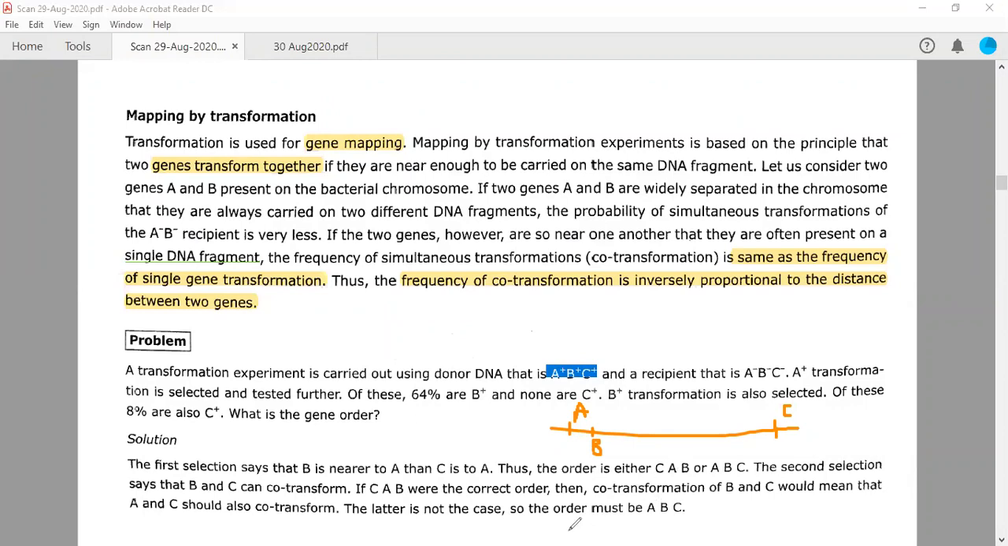So the order must be A, B, C, and the distance between the genes can be denoted like this: A, B, C. This is the original genome in which these three genes are present in this order. Guys, if you have a query, please ask me. Please stop me here. Otherwise, I will start some new topic.